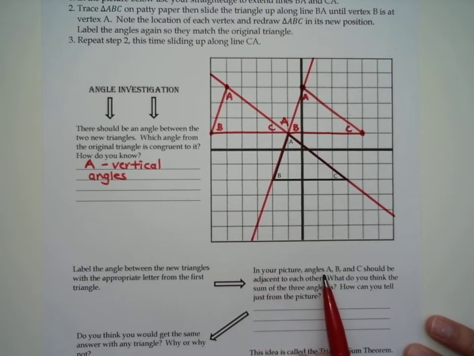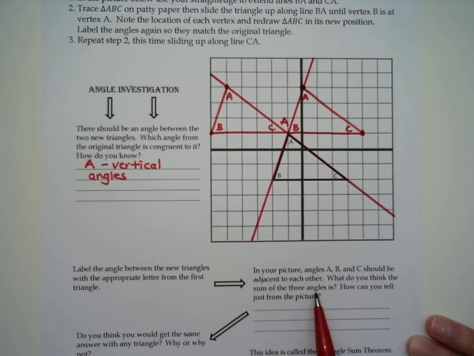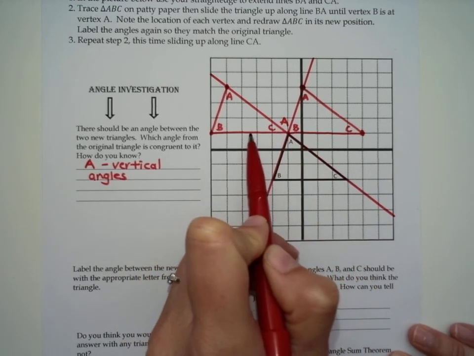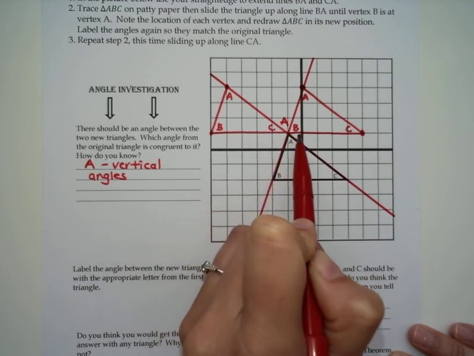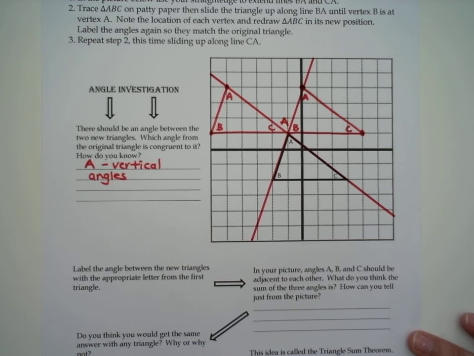Now, in your picture, angles A, B, and C should be adjacent to each other. They are. We have them all right here, adjacent to one another. What do you think the sum of the three angles is? How can you tell from just the picture? So looking at the picture, these three angles have created a straight line, right? And so what do we know? How many degrees are in a straight line? We know that there are 180 degrees in a straight line.